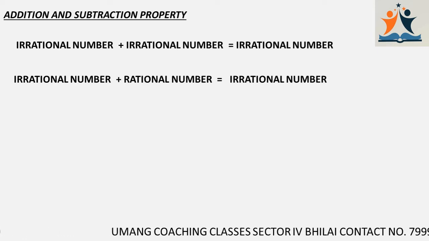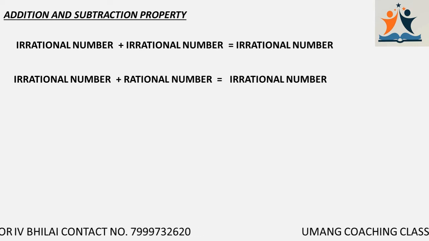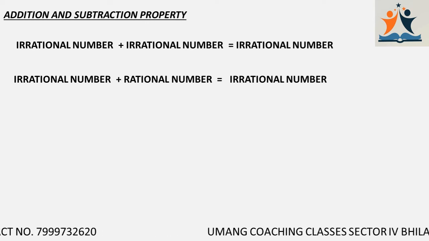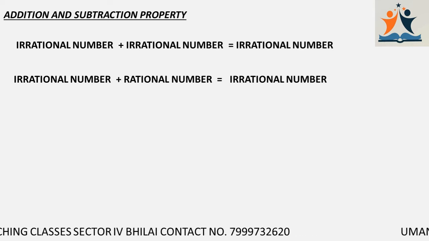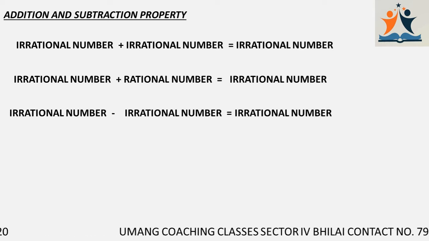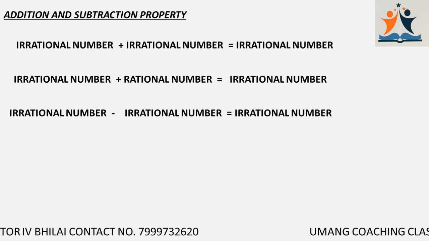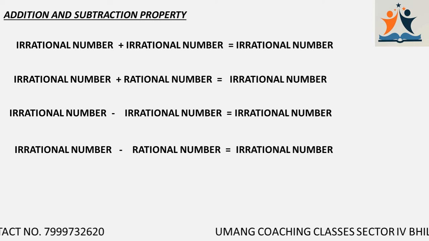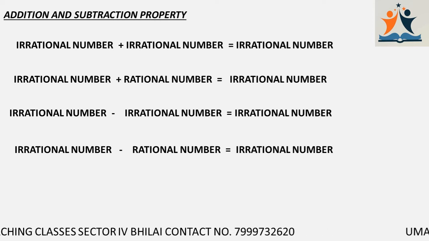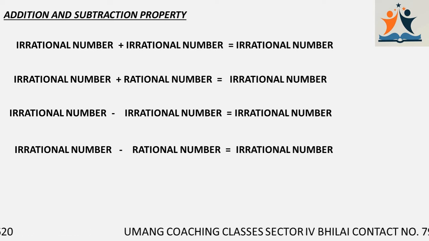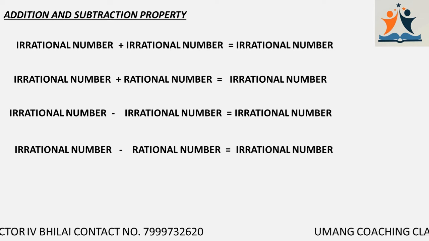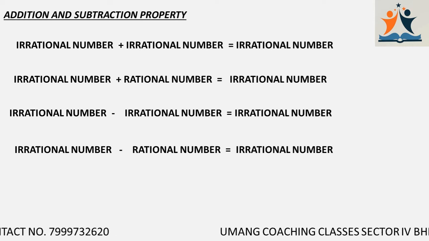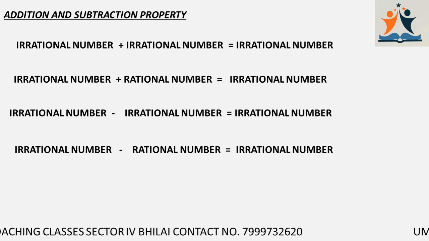If we add an irrational number to an irrational number, we'll get an irrational number. Okay, the result we'll get by the addition of an irrational number to an irrational number will be an irrational number. If we add an irrational number to a rational number, then also we'll get an irrational number. When we subtract an irrational number from an irrational number, we get an irrational number. Now if we subtract an irrational number from a rational number, then also we'll get an irrational number. So if we add or subtract an irrational number to irrational or rational, then we'll get an irrational number.